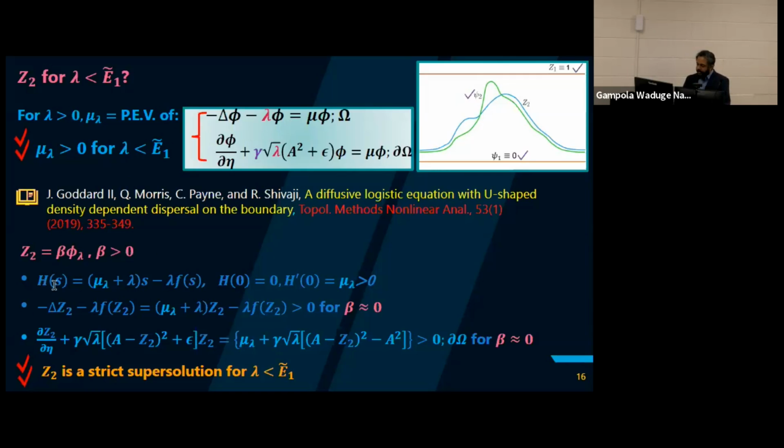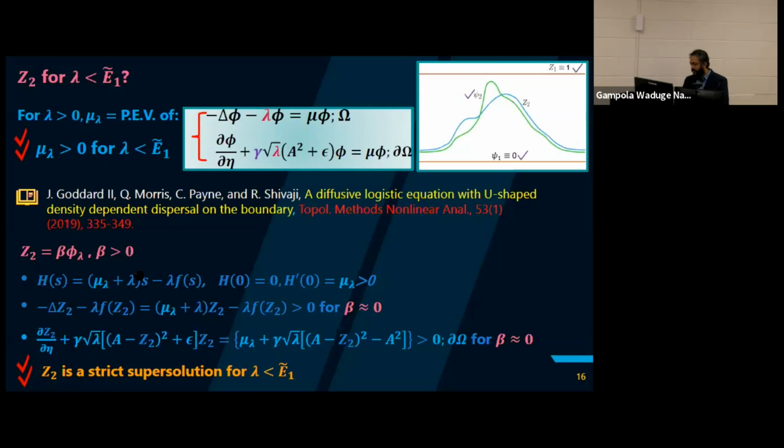Now, if I define this function h of s this way, you can easily notice that h of 0 is equal to 0, h prime of 0 is equal to mu lambda, which is bigger than 0 because I assume that my lambda is less than E1 tilde. Now, if you compute this difference, negative Laplacian C2 minus lambda f of C2, it is going to equal this one. Now, if your C2 is small, this is going to be positive because of these two properties.